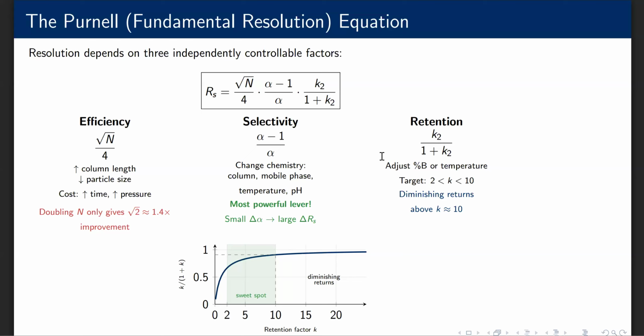This is why we define the optimal K range as 2 to 10. Below 2, you're leaving resolution on the table. Above 10, you're wasting time for marginal benefit. The shaded green region marks this sweet spot. The practical lesson is pretty clear. If your resolution is poor, change the selectivity first. Only as a last resort should you try to brute force it with more plates.